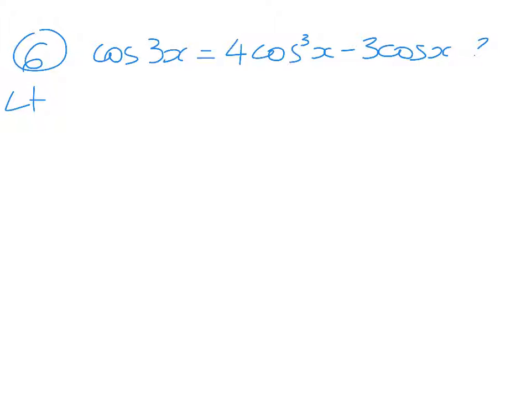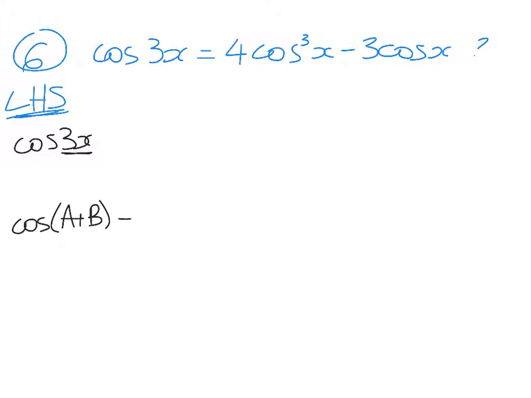So we're going to start on the left hand side here, and we're going to write cos of 3x, and we look and we can't find a triple angle formula. So we're going to have to use our general compound angle formula, which is the cosine of a plus b. So the cosine of a plus b is cos a cos b minus sine a.